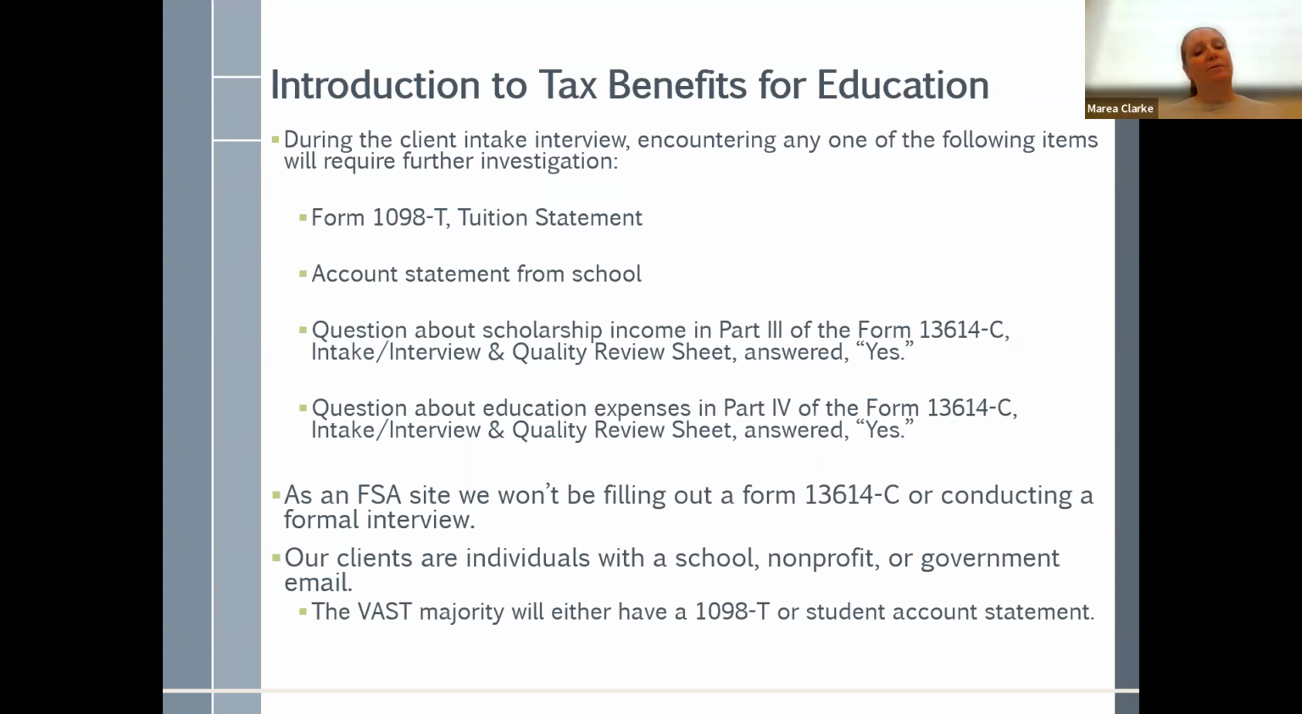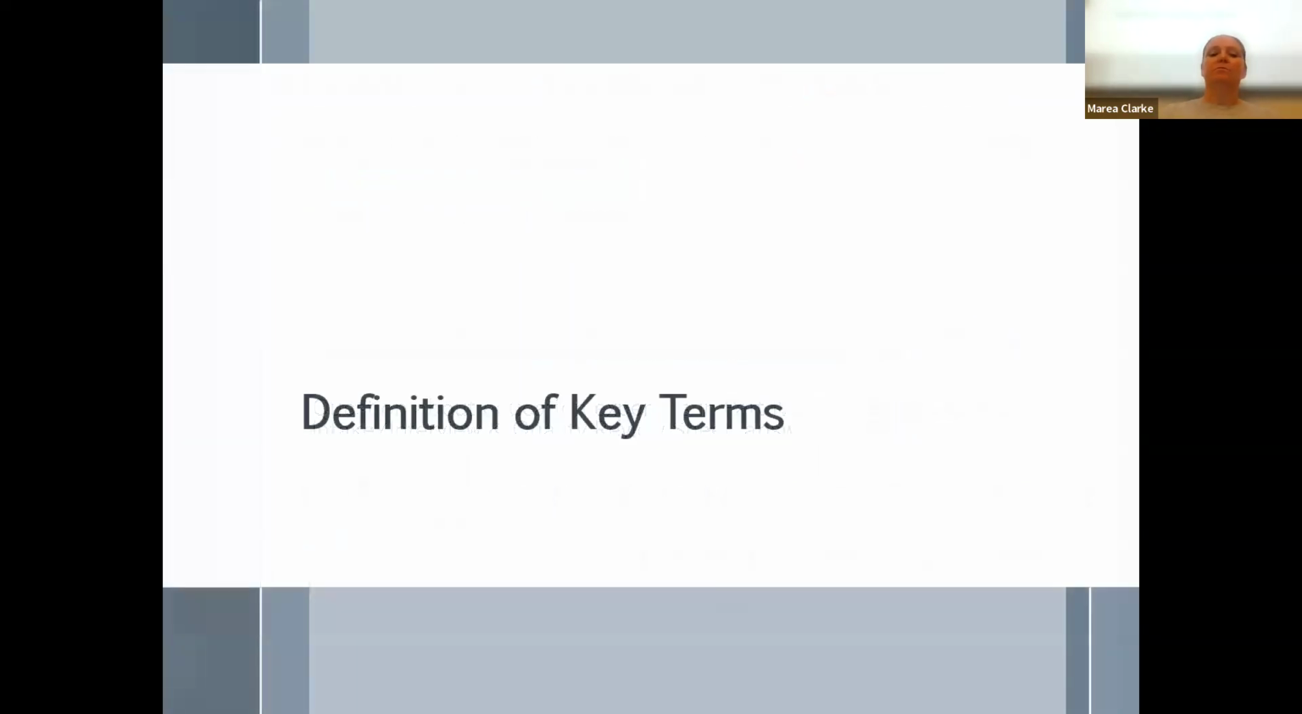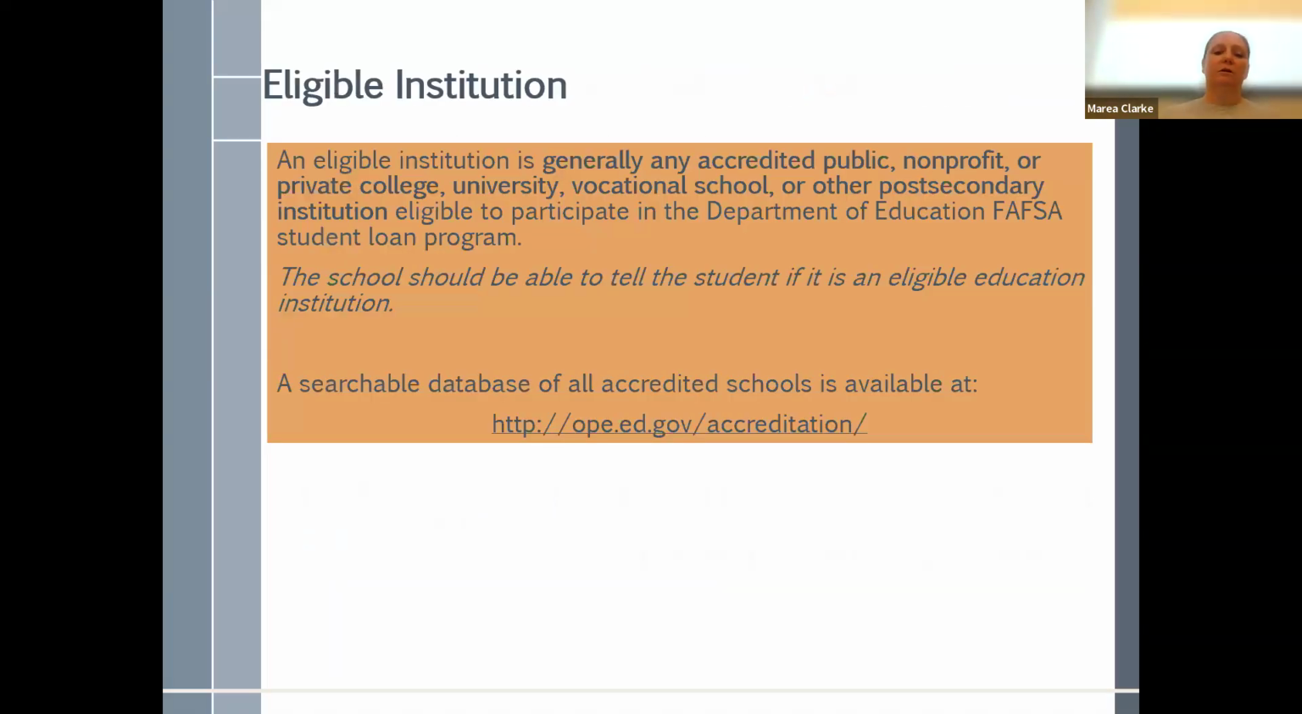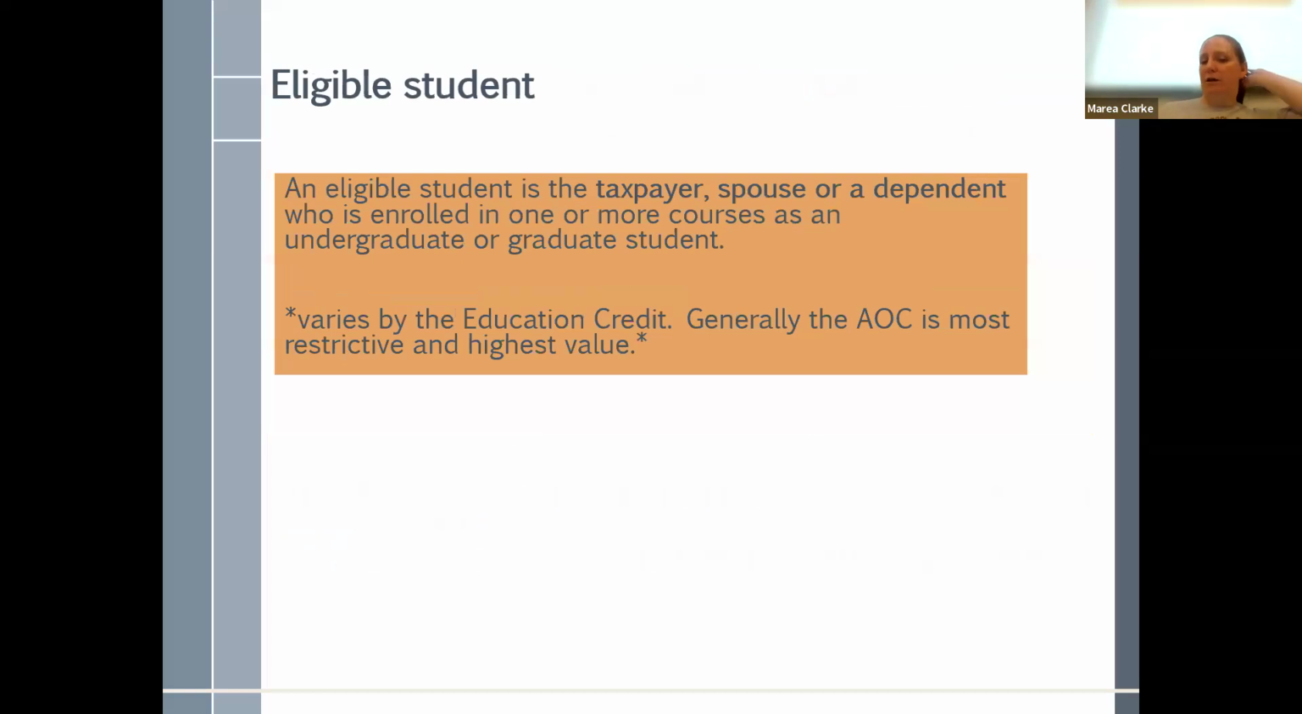There are a bunch of questions about this on the Form 13614-C, which is the intake form. Because we're an FSA site, we don't do that formal interview. We're just going to rely on that general discussion when the student has a question or when the student wants us to review their return. All right, I'm going to skip these.